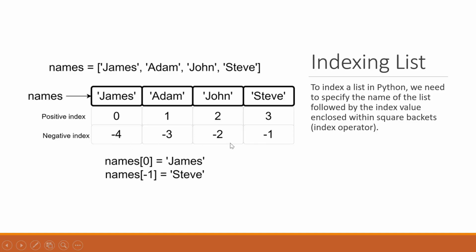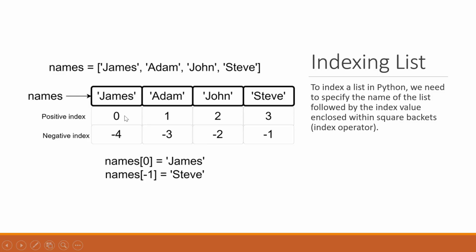Then here you can see the index implementation. As we discussed in the string section, each element can be indexed either using positive indexes or using negative indexes. So the same rule is applied on list as well. If we talk about positive index, James is at index 0. You all might remember that the index in Python always starts with 0.